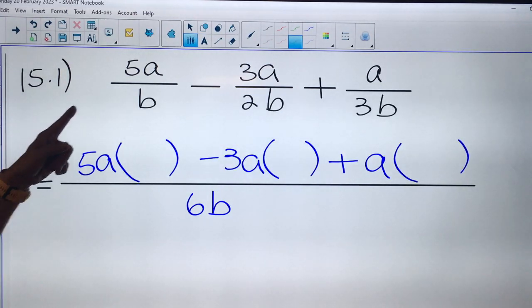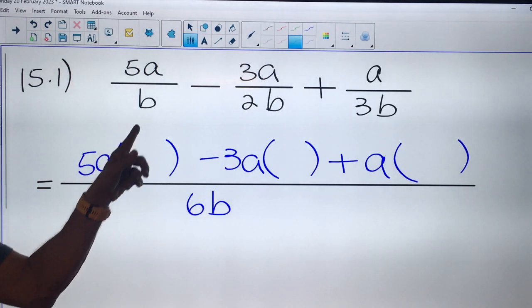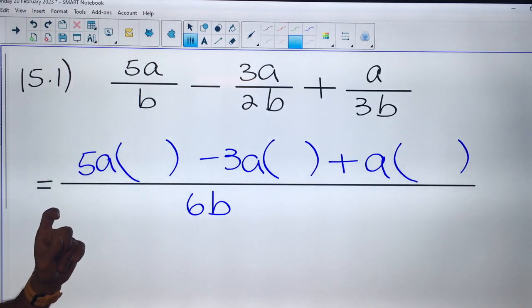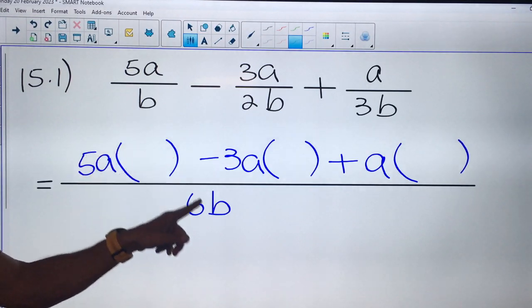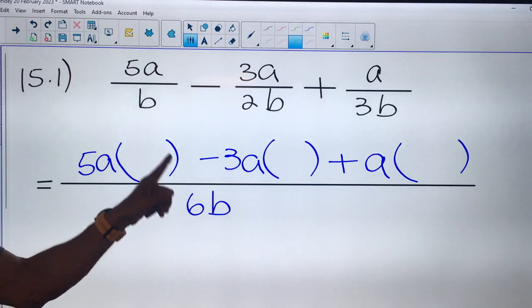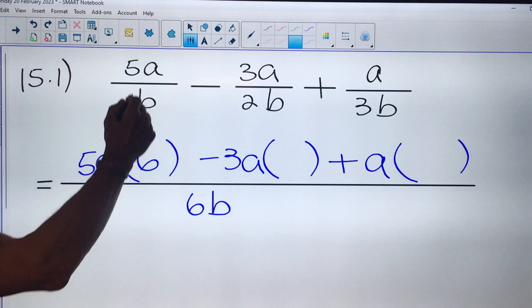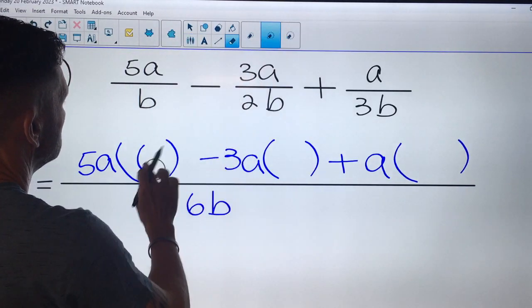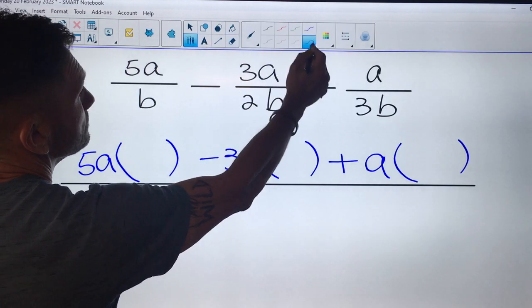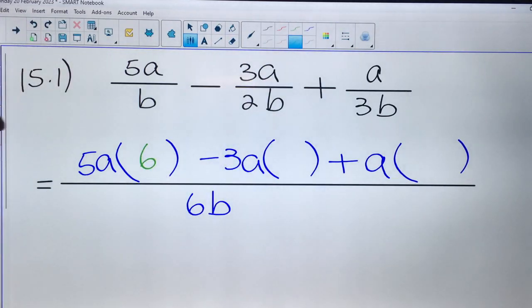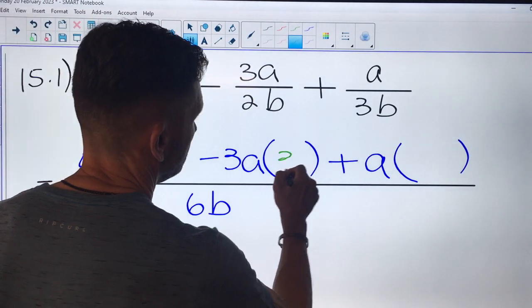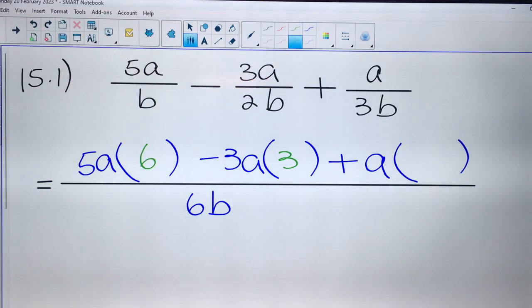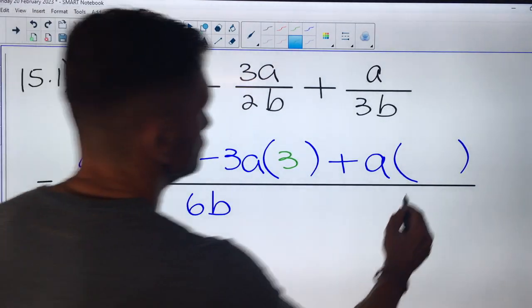Okay, so to change the b into 6b, what did I do to it? Multiply by what? To change the b into 6b, times 6. So I have to multiply the top part by 6. How did I change 2b into 6b? Multiplied by 3. How did I change 3b into 6b? Times 2.